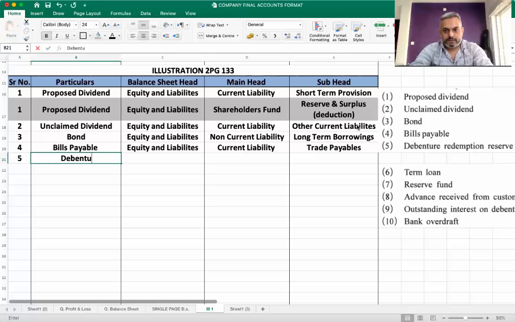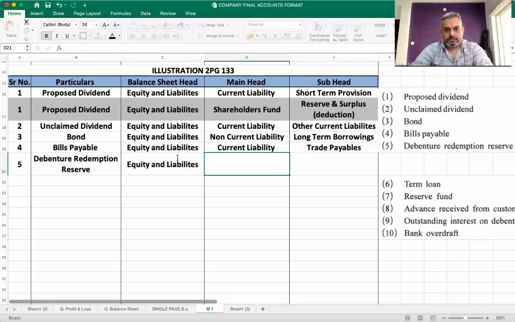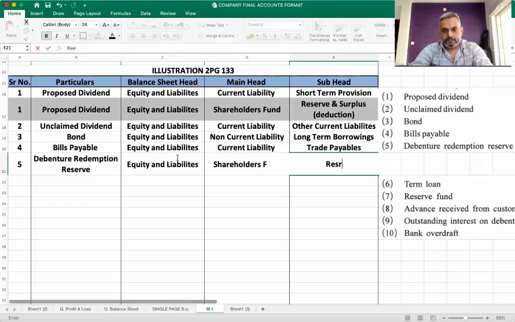Then debenture redemption reserve. Debenture redemption reserve, again equity and liabilities. Redemption reserve, so shareholders fund, reserve, surplus.